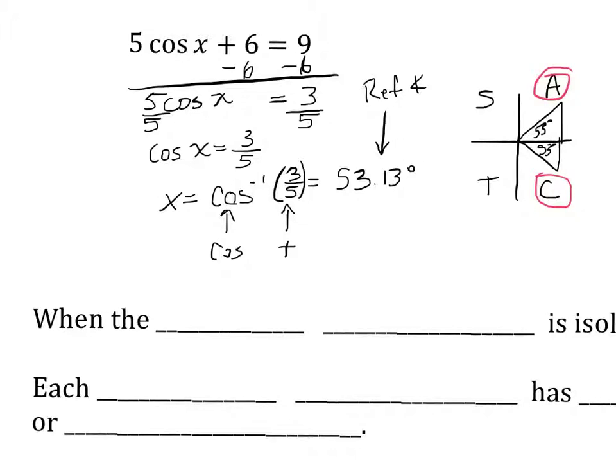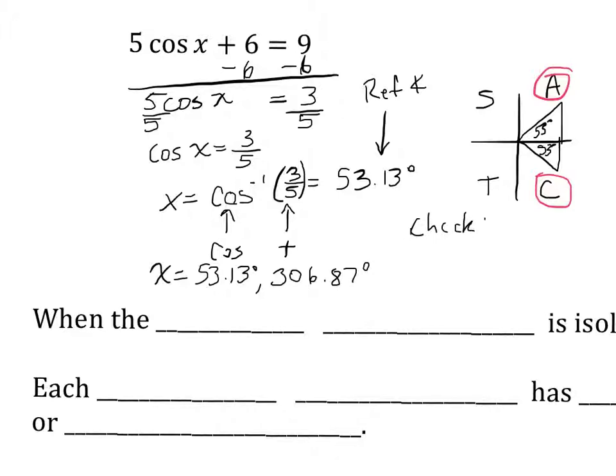Okay. Now in the first quadrant, x really can be 53.13 degrees because the reference angles in the first quadrant match the actual angles. But in the fourth quadrant, we're going to need to take 360 minus 53.13, and we get 306.87 degrees.